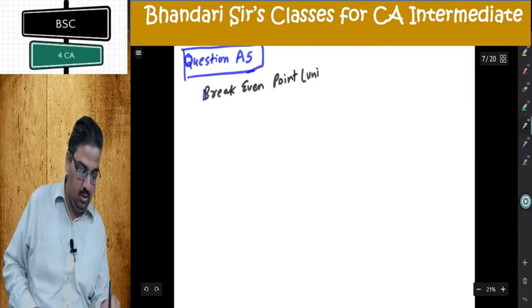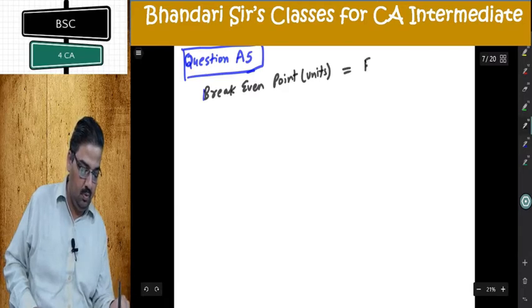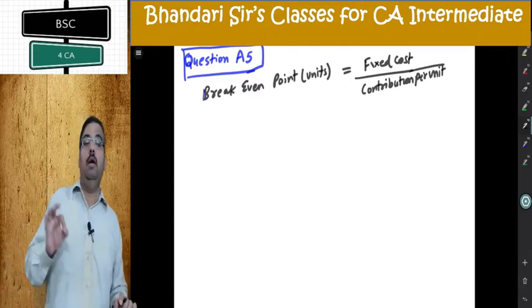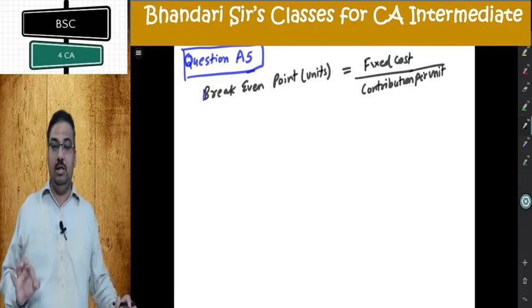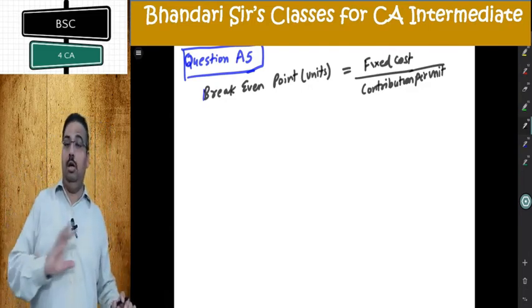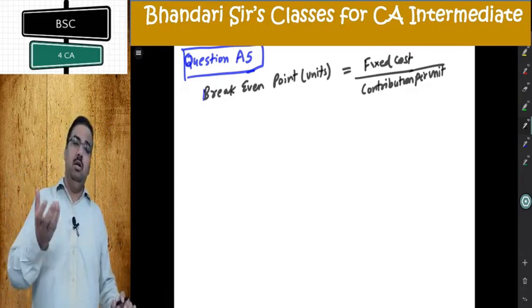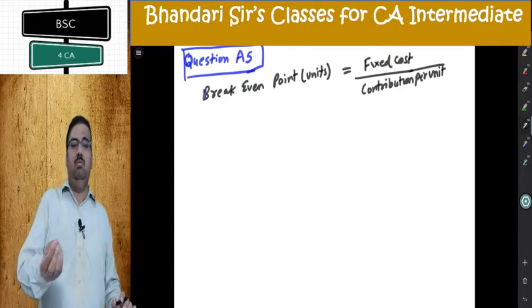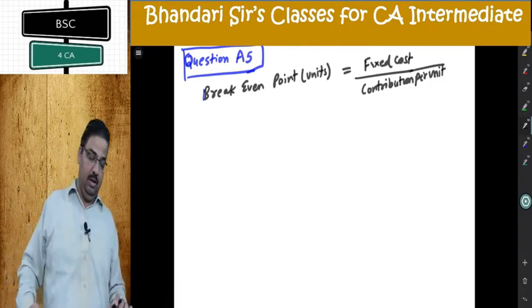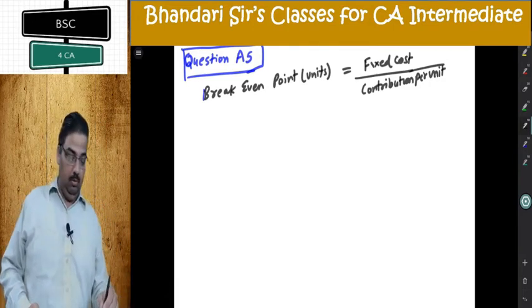In units, the formula is fixed cost divided by contribution per unit. Make a habit of writing the formula in every question. You will have no tendency of forgetting at all, because once you write it in 50 odd questions, you will never forget the basic formula. There are only 6-7 formulas to remember. Very easy thing: fixed cost by contribution per unit.